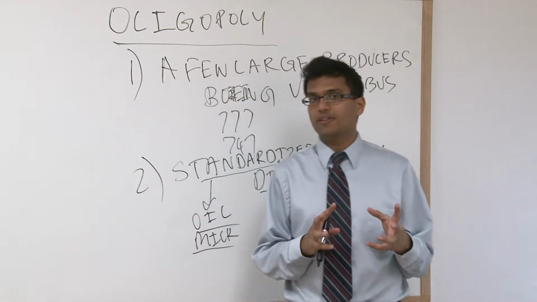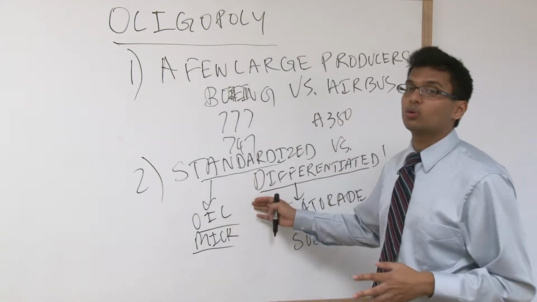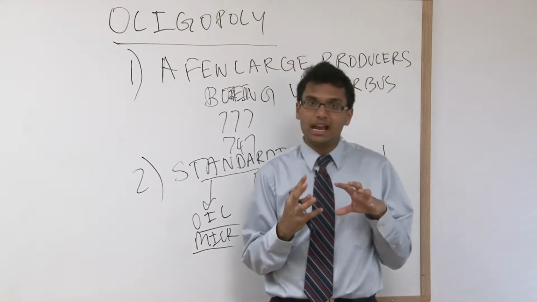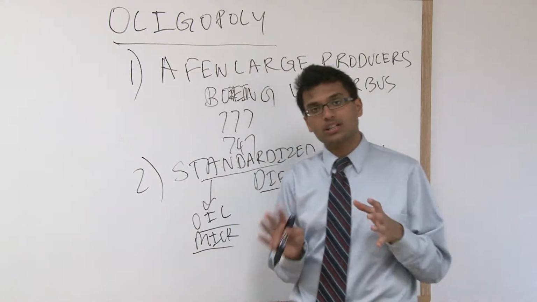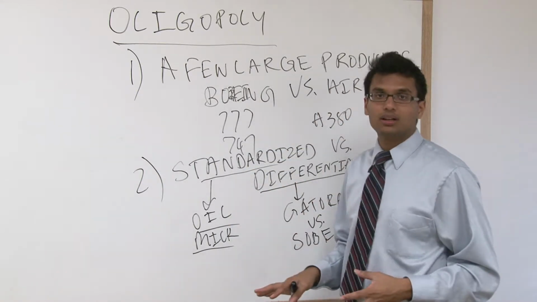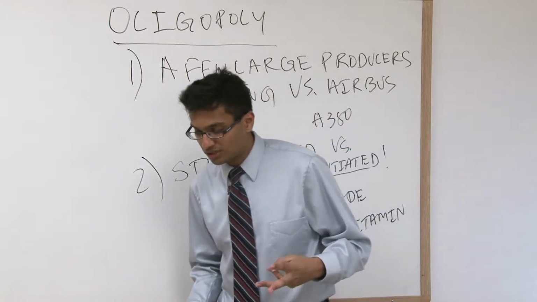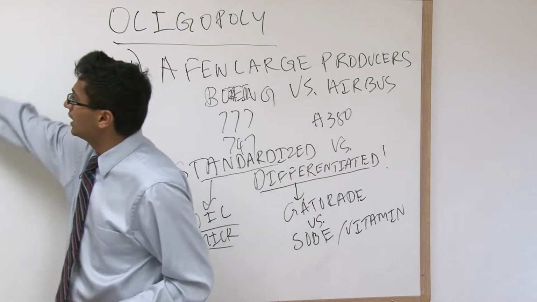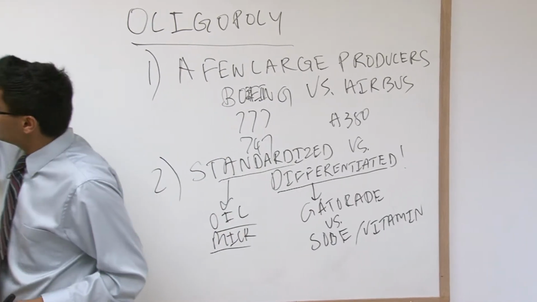It's not really well defined. I mean, we're talking about it could be standardized or differentiated. We're talking about a few large producers. We don't have an exact number, but you should get the idea of what it is. And the way we're trying to do this is by giving you guys examples, okay? So let's talk about characteristic number 3 over here. Characteristic number 3, I'm going to erase this over here, but characteristic number 3 is the following.